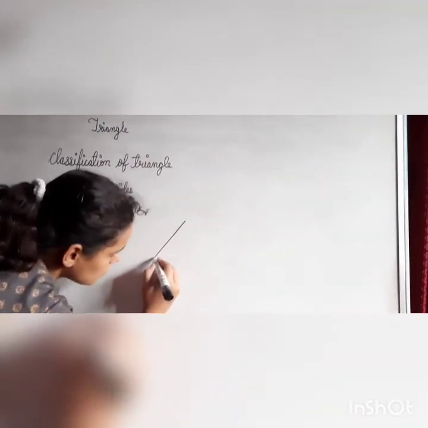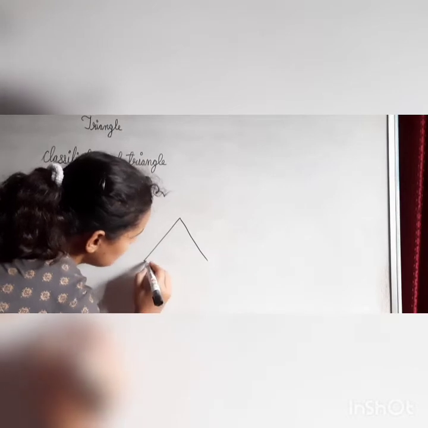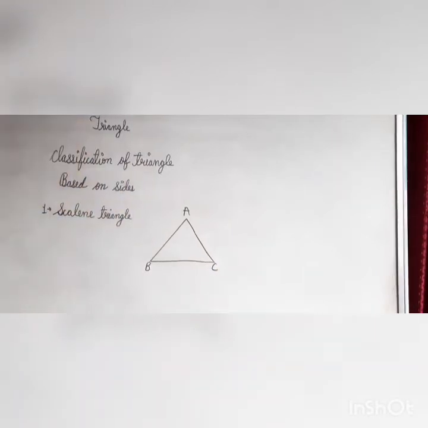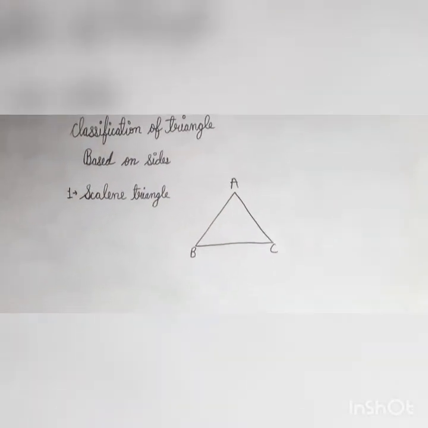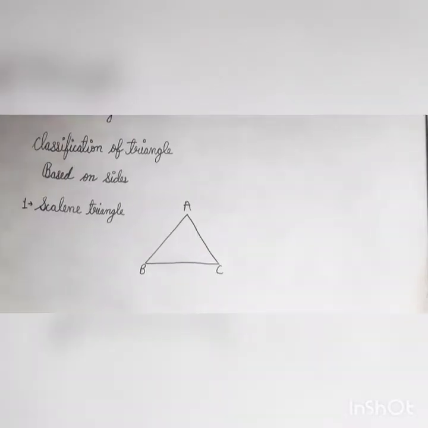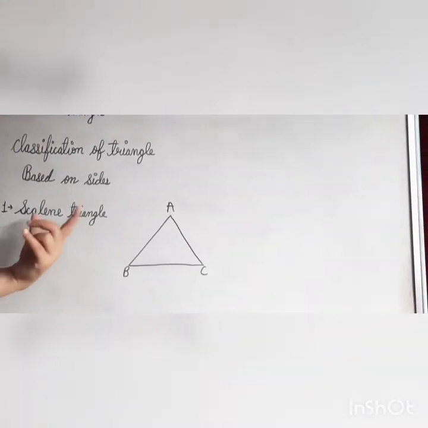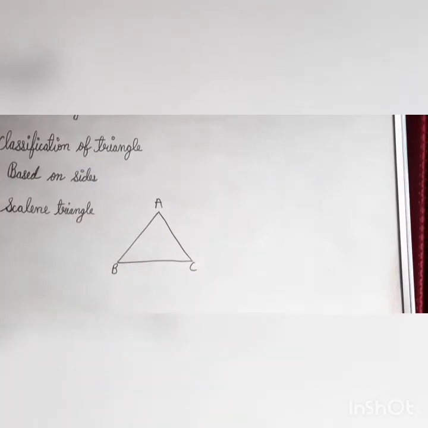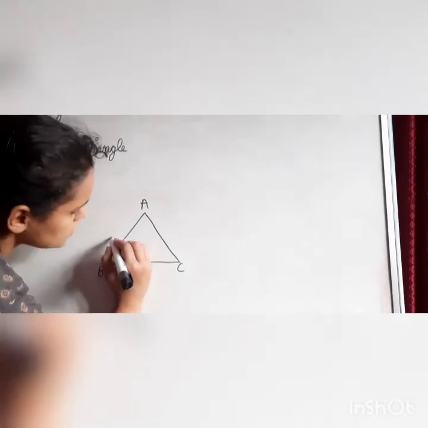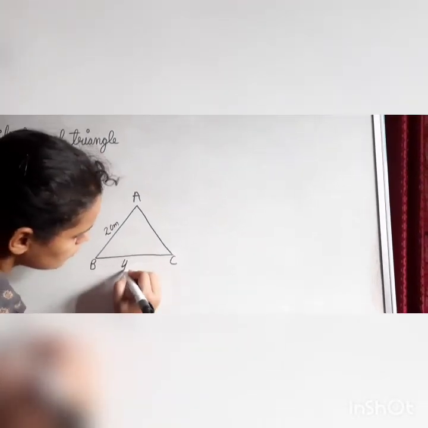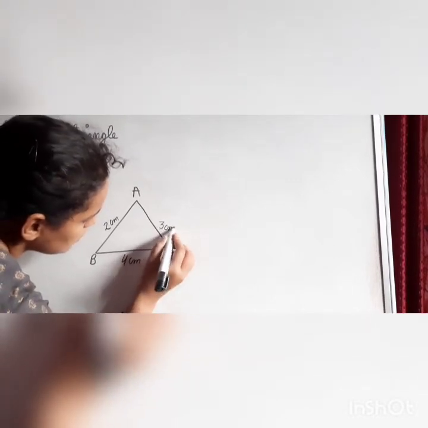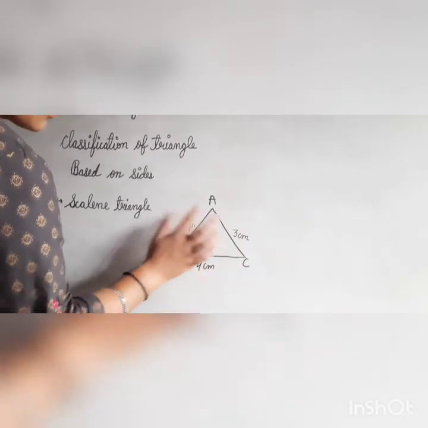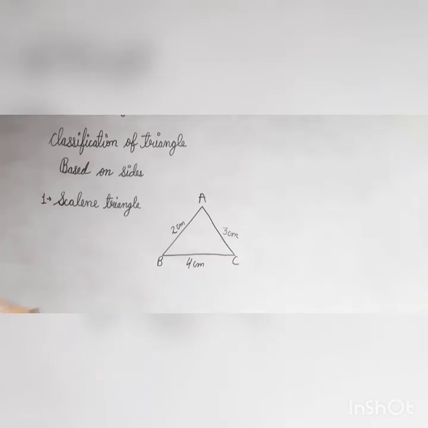This is a triangle ABC. Okay, this is a triangle ABC. What is a scalene triangle? In a scalene triangle, all the lengths of the sides are different. Okay. For example, this is 2 centimeter. This is 4 centimeter. This is 3 centimeter. You can see in the figure that all the sides have different lengths. That's why this is a scalene triangle.